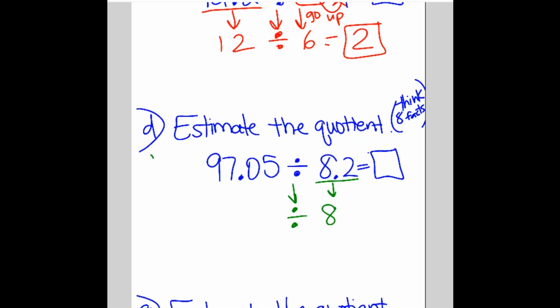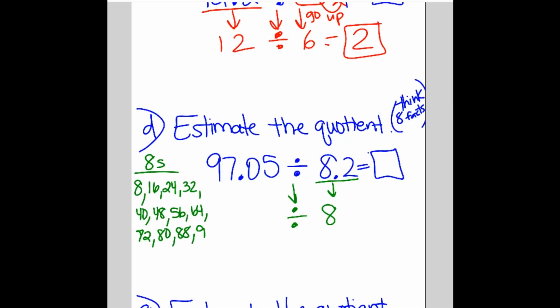To help me think with my 8 facts, I'm going to make my 8 multiples here. So 8 times 1 is 8, times 2 is 16, times 3 is 24, times 4 is 32, times 5 is 40, times 6 is 48, times 7 is 56, times 8 is 64, times 9 is 72, times 10 is 80, times 11 is 88, times 12 is 96. Oh, okay, so the closest number to me is 96 right here. So I'm going to change this 97.05 into a 96.